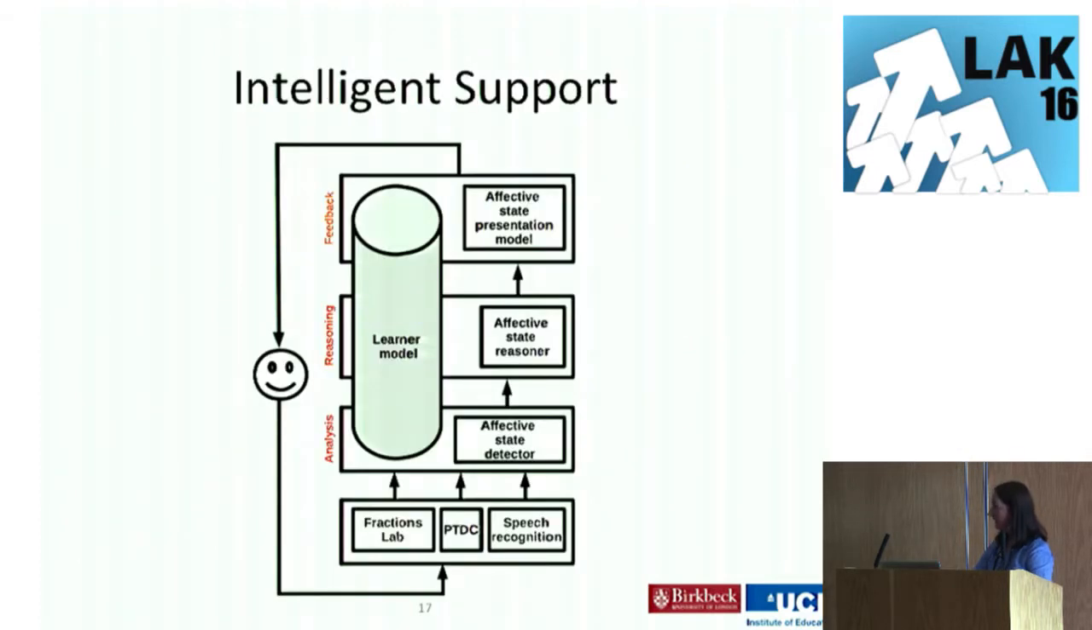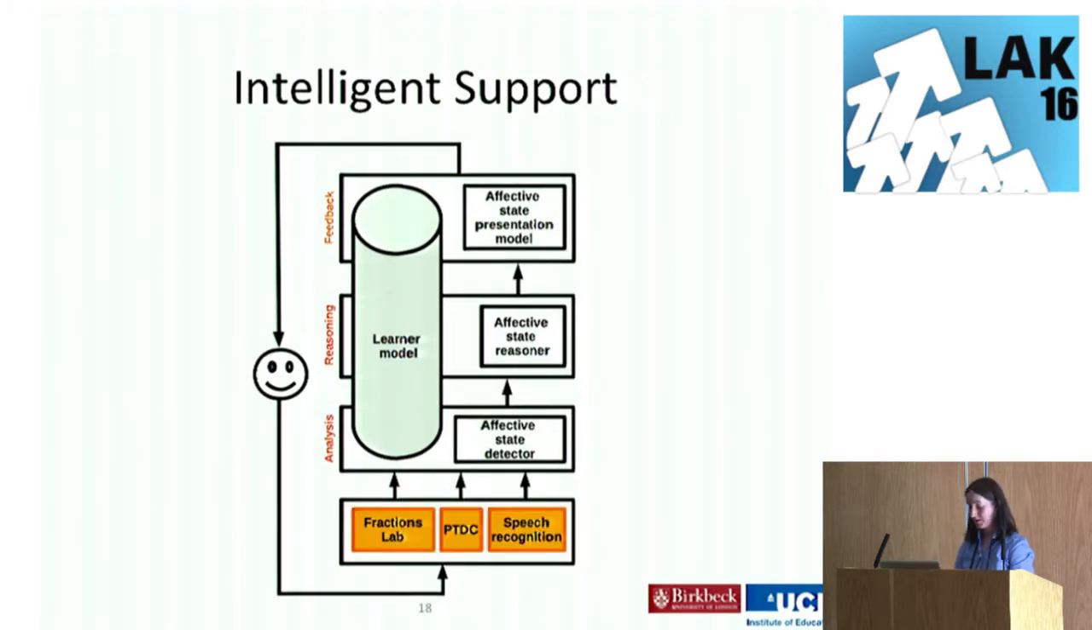So this is the architecture of the adaptive support. You can see three main layers. So we have the analysis layer at the bottom, then the reasoning layer in the middle, and the feedback layer on top. The input for the intelligent support is the interaction data from the learning environment Fractions Lab. The perceived task difficulty classifier is a classifier which uses speech pauses and the tone of the voice to classify affect, as well as speech recognition software, which turns speech into words. And this was used as the input for the intelligent support.